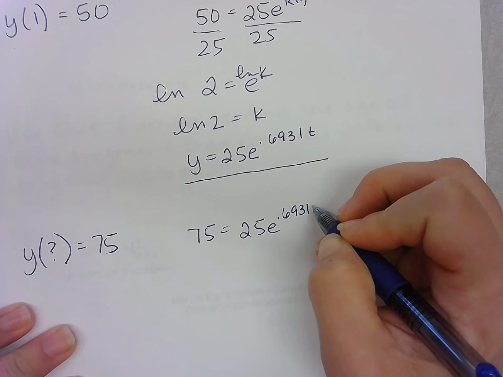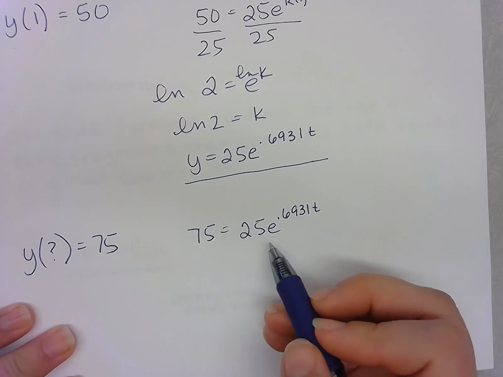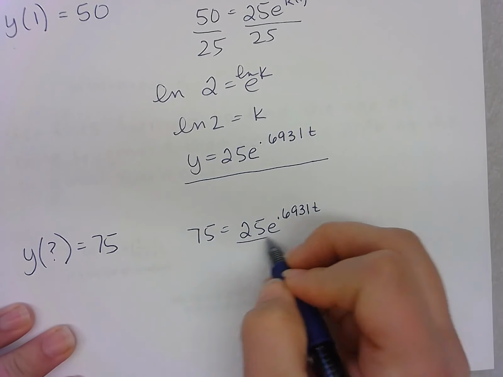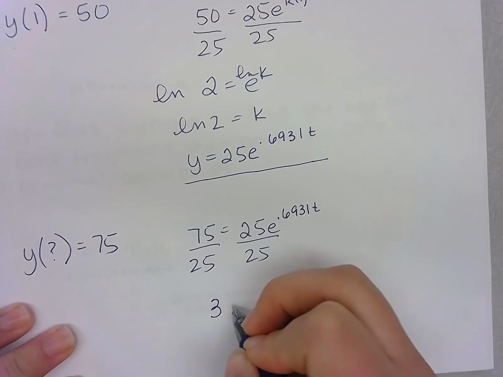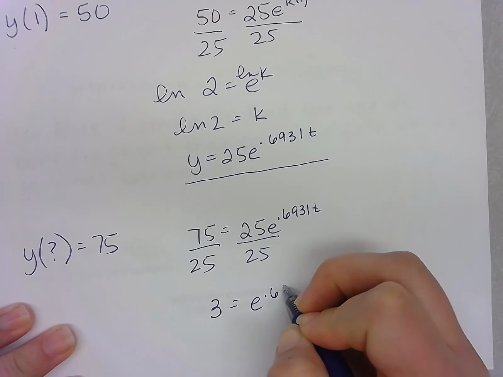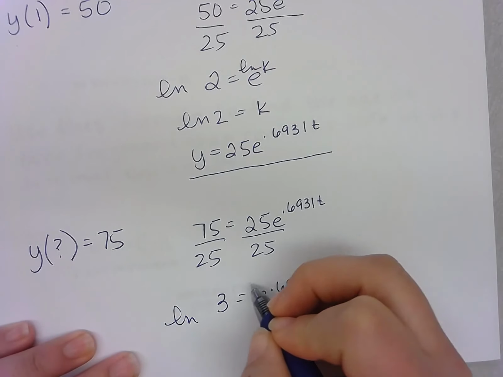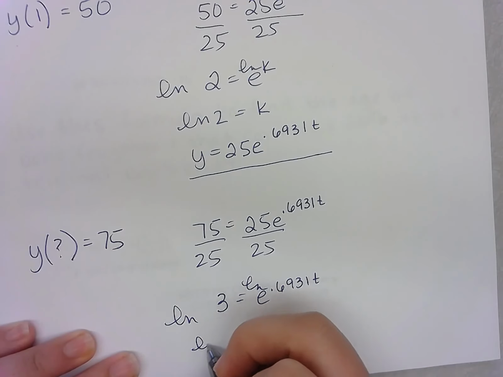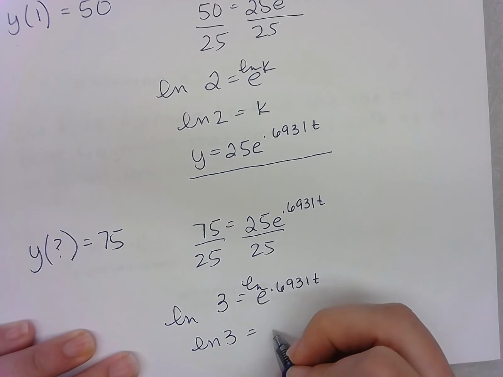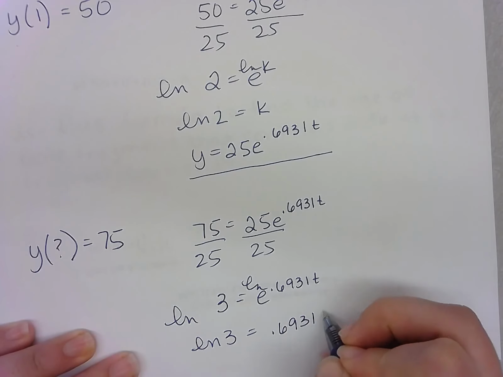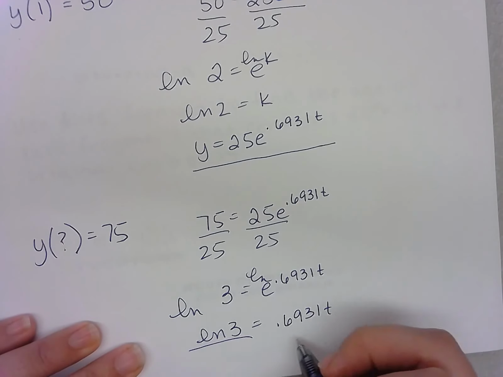0.6931 and then t. So the first thing that I'm going to do, again, every single time, is I'm going to divide by this number in front here. I'm going to divide by 25, and I'm going to get 3 equals e to the 0.6931 t. Now I'm going to take the natural log of both sides, and this will just end up being the natural log of 3. The natural log of e to a power is just the power, so I get 0.6931 t. And then I am going to take this and divide to solve for t.